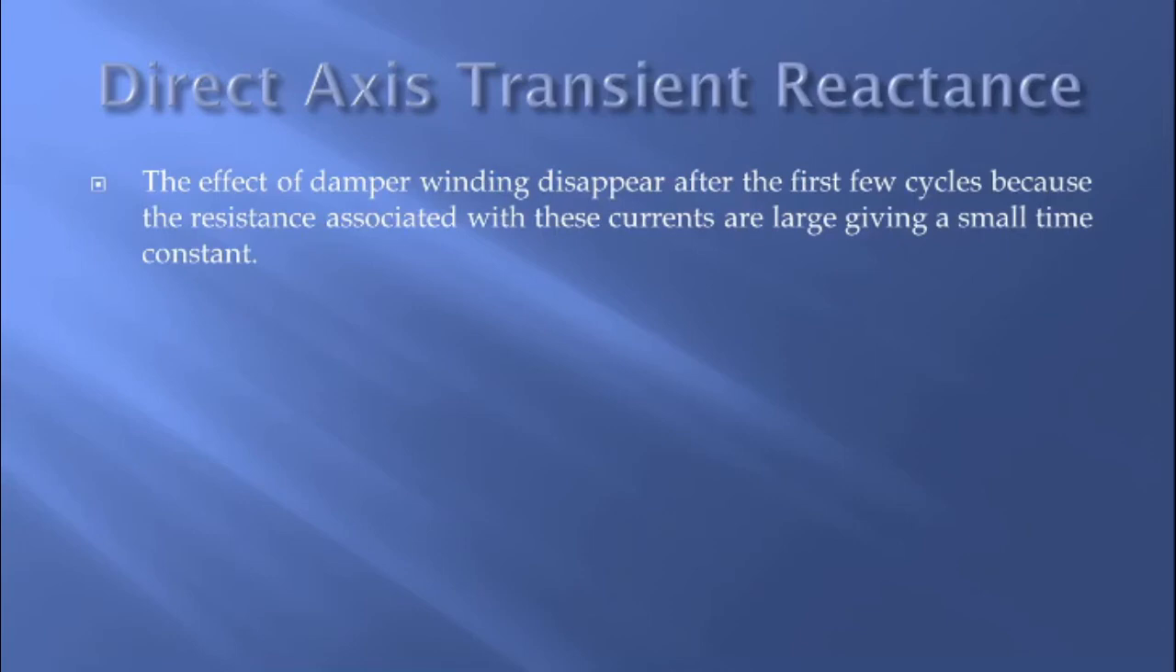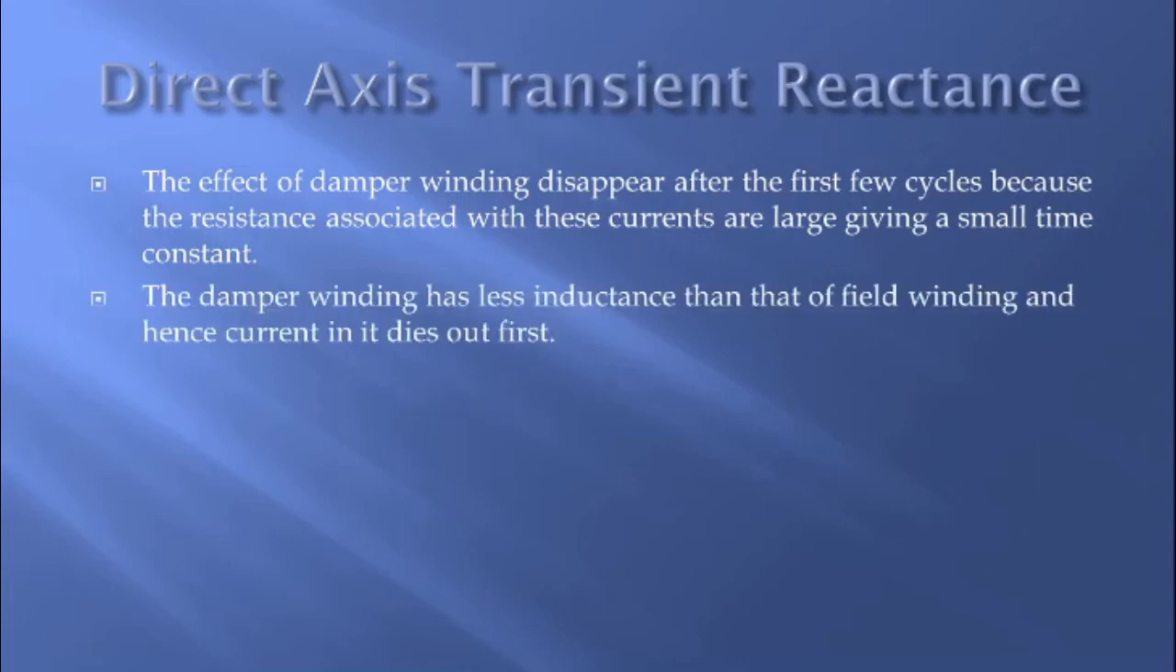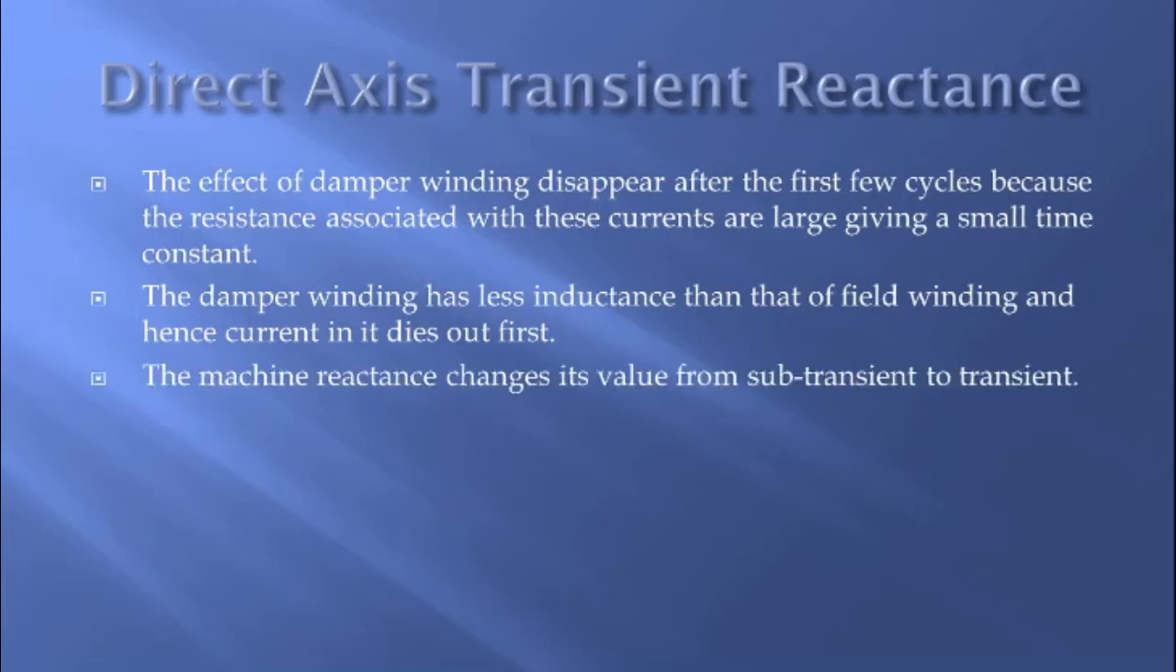So as I told you, the effect of damper winding disappears after the first few cycles, and that is how in transient calculation of transient reactance, you don't have damper winding reactance. Okay, and the time constant is small, which is associated with the large currents. So the damper winding has less inductive nature than that of field winding, and that is why the inductance of damper winding dies out first.